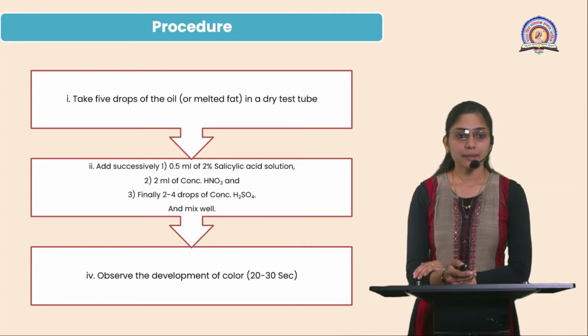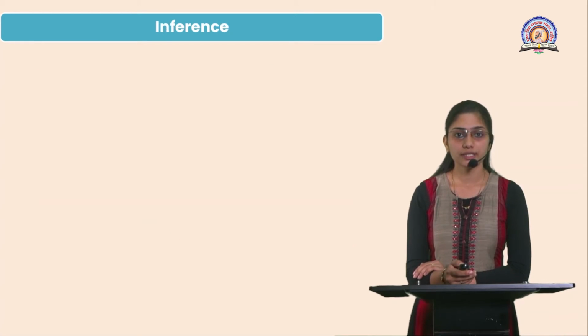After taking the sample, you have to add three things sequentially. The first thing you have to add is 0.5 ml of 2% salicylic acid solution. The second is 2 ml of concentrated HNO3, and finally you have to add 2 to 4 drops of concentrated H2SO4. After adding all these, mix carefully and observe the development of color after 20 to 30 seconds.